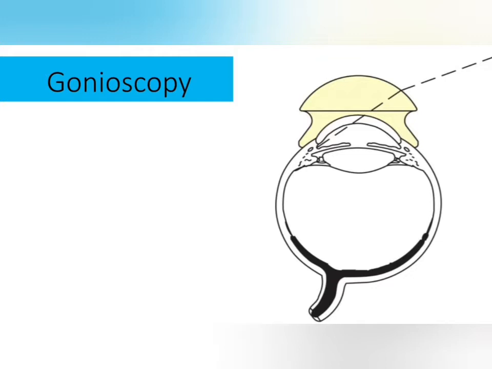Gonioscopy is a very important procedure that should be performed in each and every suspected case of angle closure in our day-to-day OPD practice. As optometrists, we all have the basic idea about gonioscopy and how to perform it. From this video, you will get an idea about gonioscopy properly.